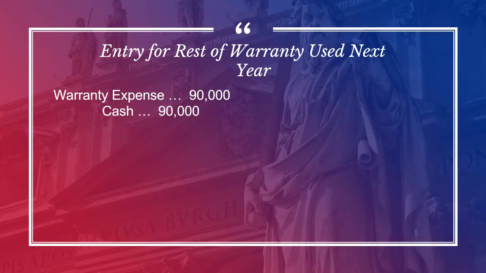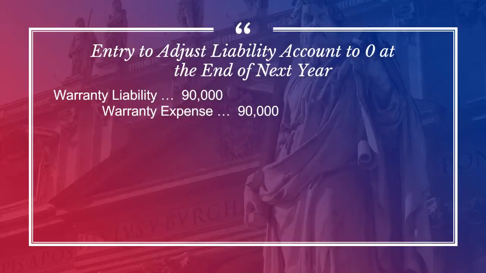The next entry has to do with the rest of the warranty use next year. So if the company used up the $90,000 worth of warranty next year, basically you would debit warranty expense because the expense goes up, and credit cash because cash is a resource that was used by $90,000, and you get your $120,000, and that would be it.